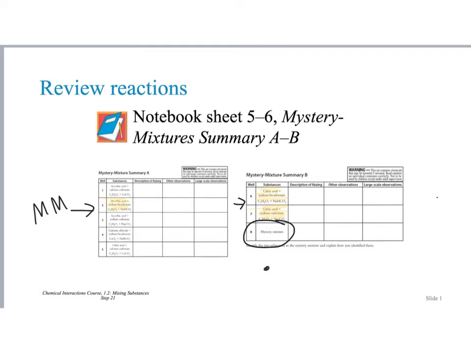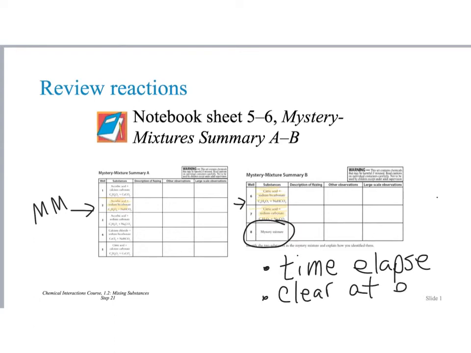Here's what they had in common. The mystery mixture had the same time elapse. So as far as the mystery mixture, they were both the same amount of time. There was also a clear liquid at the end, just like the mystery mixture, with no residue left on the bottom. So now I have narrowed it down to 3, well number 2, 6, and 7.